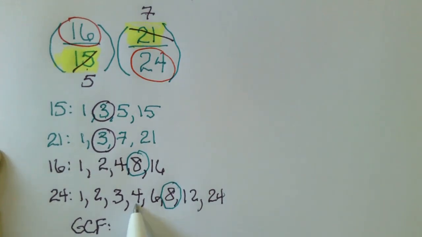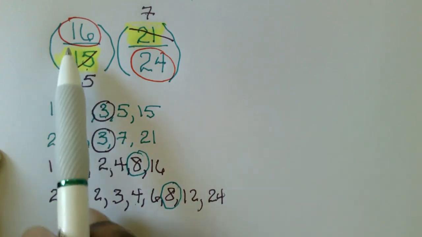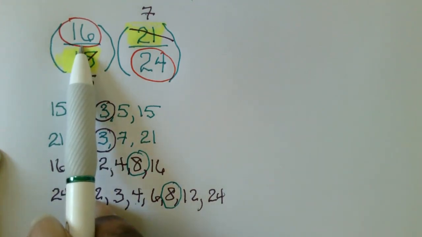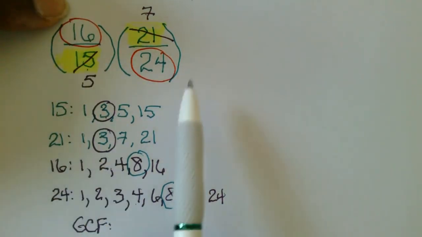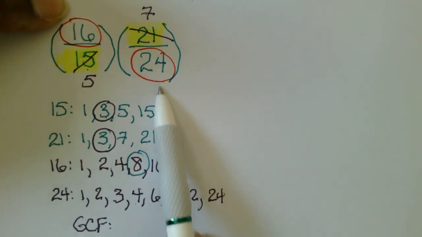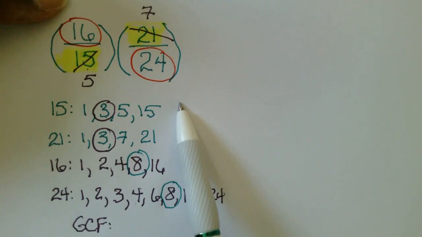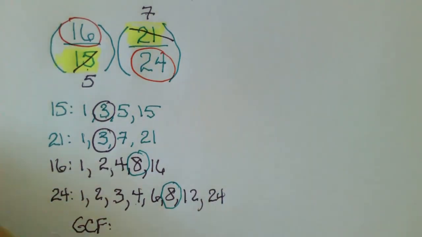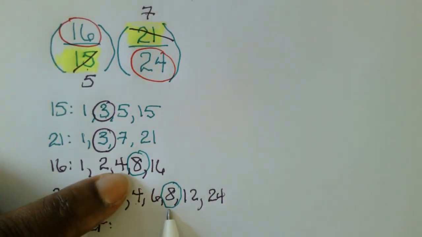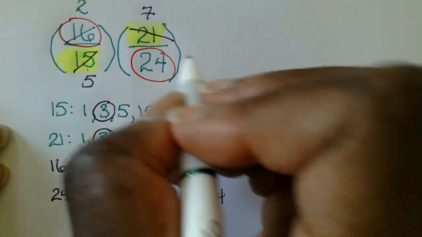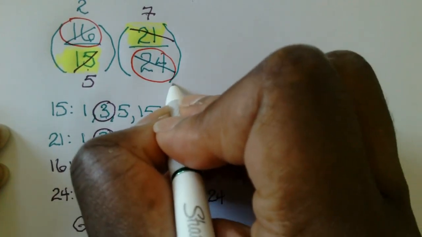You can reduce it by 4, but then you're going to have to reduce again. Because if I divide 16 by 4, it will give me 4. If I reduce this by 4, this will give me 6. And 4 and 6 both can be reduced again, because they're both even numbers. So why not go for the biggest or the greatest common number that they have, which is 8. So 16 divided by 8 will give me 2. And 24 divided by 8 will give me 3.